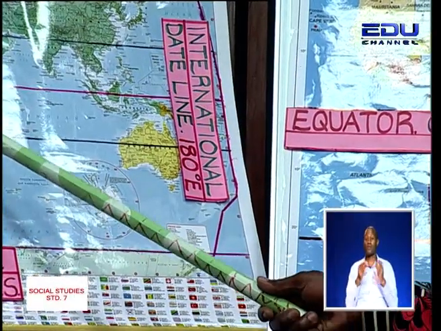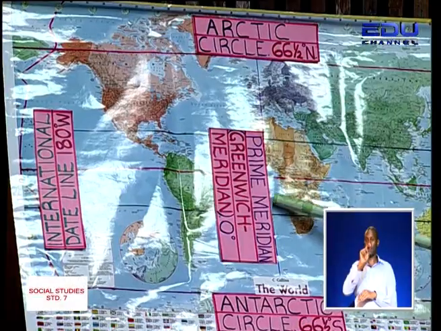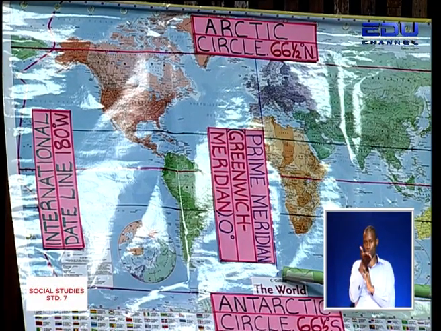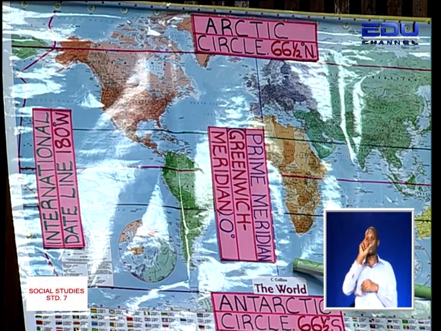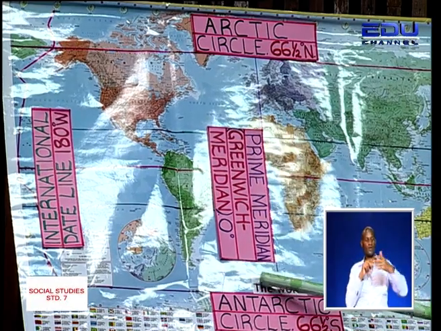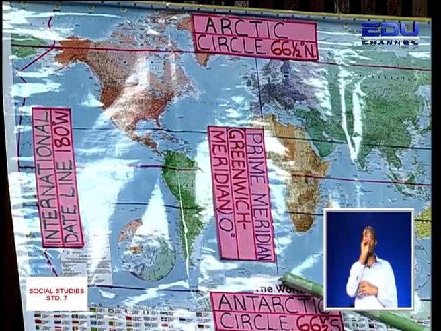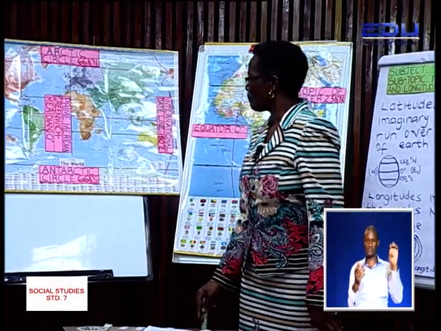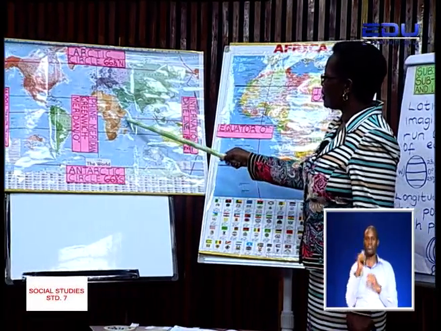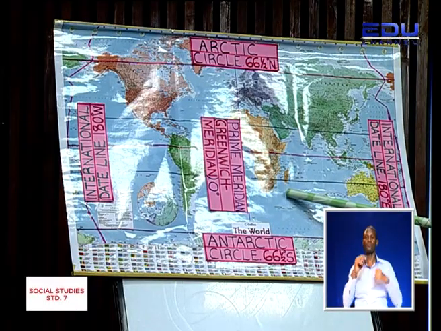Let me take you back to the prime meridian. The prime meridian passes through Africa, and it is 0 degrees. This is where we read our time. We can read 0 degrees west or 0 degrees east. The lines of longitudes are therefore named either degrees west or degrees east. Those are some important lines of longitudes.